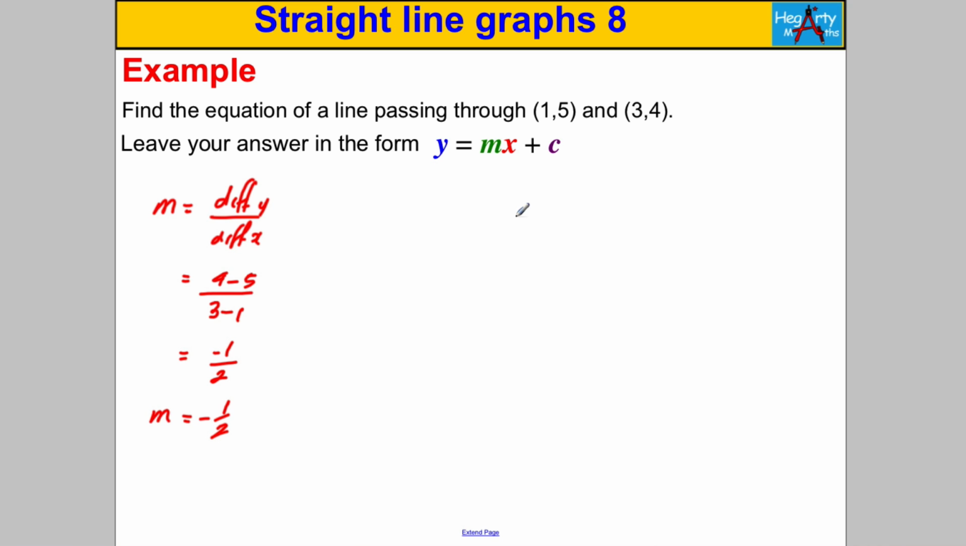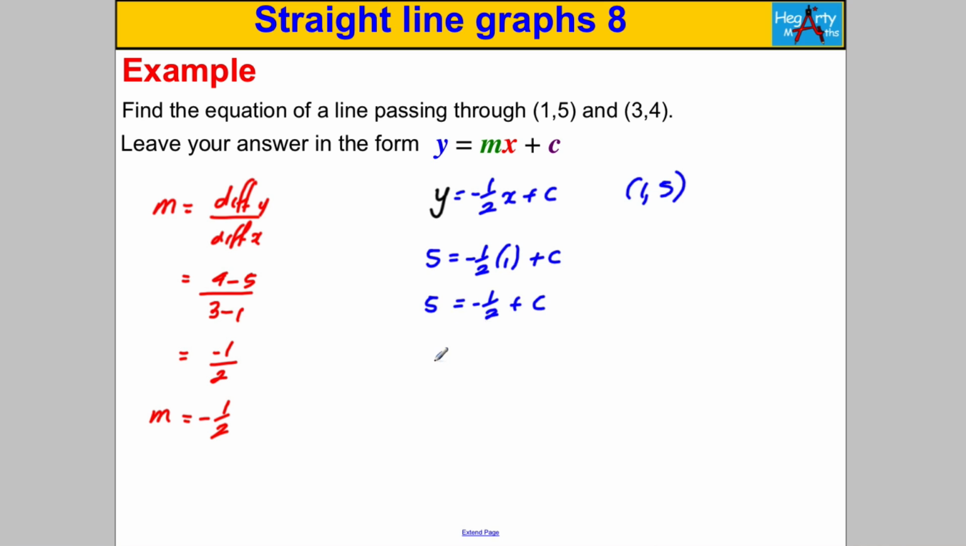Okay, so now we're going to go over here and we can write y is therefore equal to negative a half x, add c. I'm going to substitute one of these in here. It doesn't matter which one, so let's just substitute in 1, 5. X is 1, y is 5. So 5 is equal to negative a half multiplied by 1, add c. So 5 is therefore negative a half, add c.